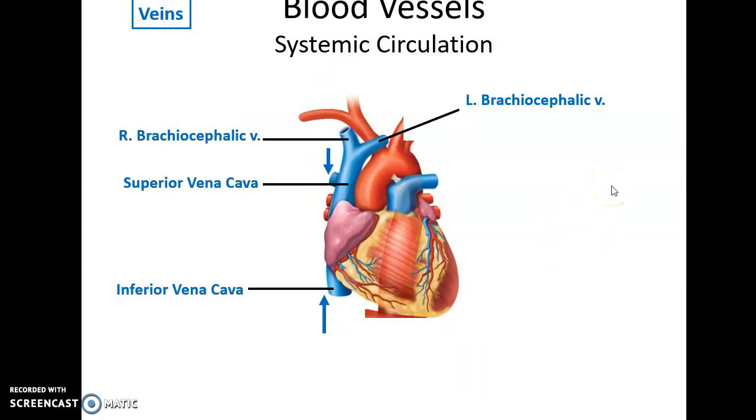Now we'll talk about the veins. So the two large veins carrying blood to the right atrium are the superior vena cava and the inferior vena cava. The superior vena cava is formed from the merging of the right and left brachiocephalic veins. So right and left brachiocephalic veins fuse to form the superior vena cava, which then carries blood to the right atrium.